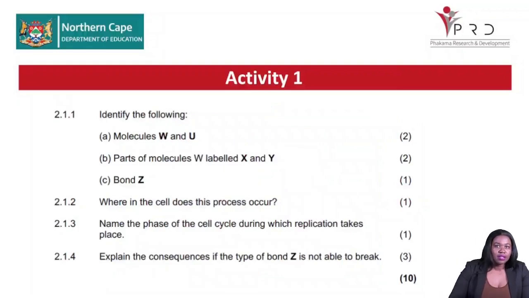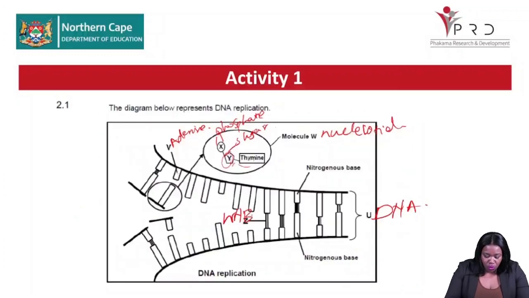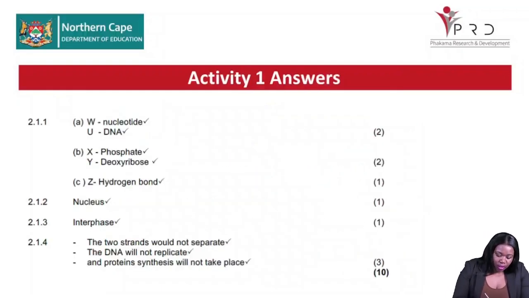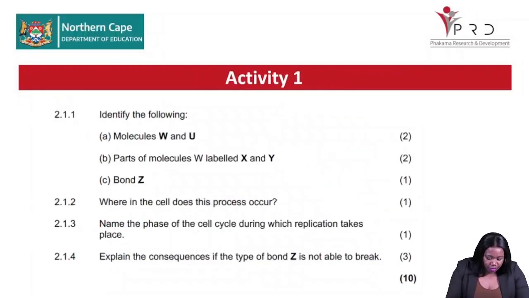2.1.1 says identify molecules W and U. So W is a nucleotide, U is a DNA, right? Okay. And then B says identify parts of the molecule W, which are X and Y.